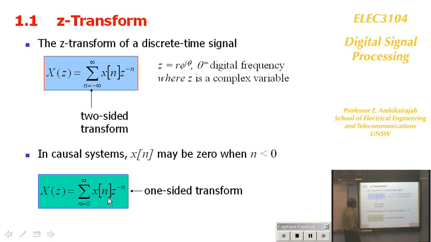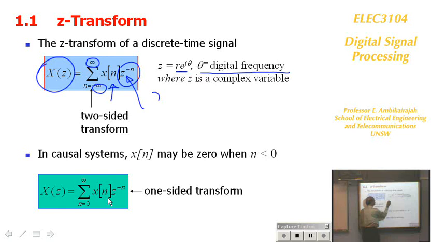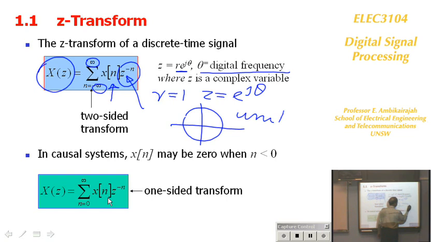So what is a Z-transform? The definition is given here. If you take a signal x[n], that's your discrete time signal, multiply it by z to the minus n, and sum them between minus infinity to plus infinity, you get the transform of a signal. Where z is r e to the j theta, where theta is the digital frequency. If you make r equal to 1, that will become e to the j theta, and that's your unit circle, and its amplitude is 1.